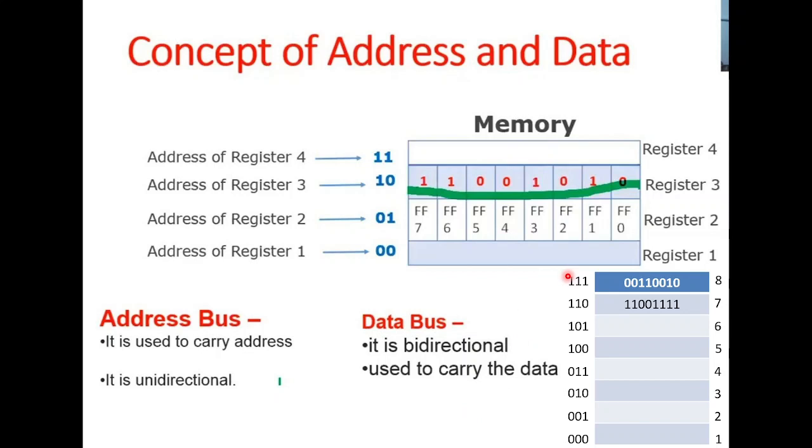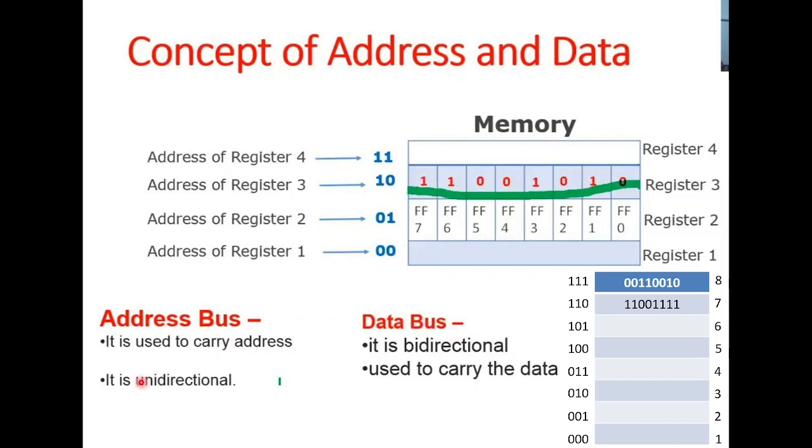To carry these addresses, we need wires, right? A bundle of wires is called a bus. If the bus carries addresses, then it is an address bus. If the bus carries data, then it is a data bus.